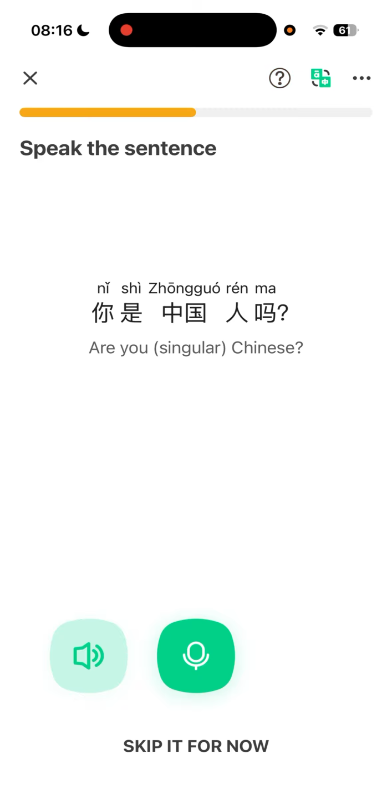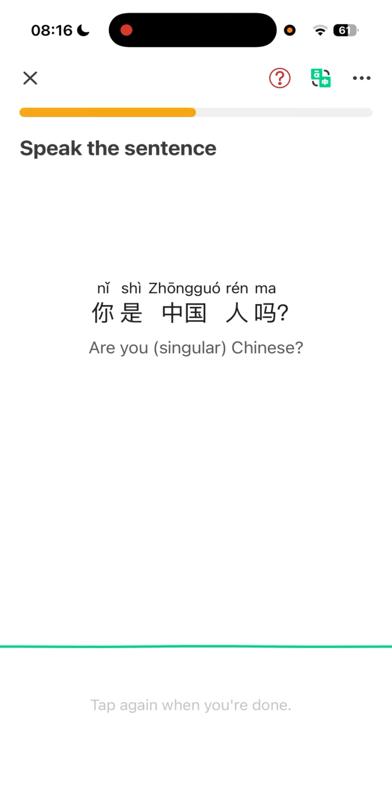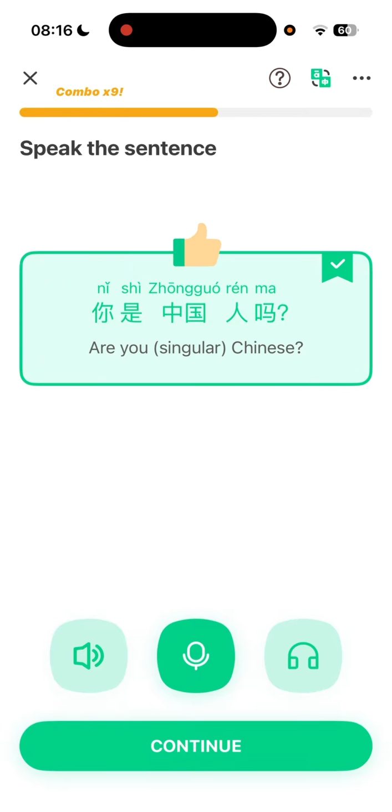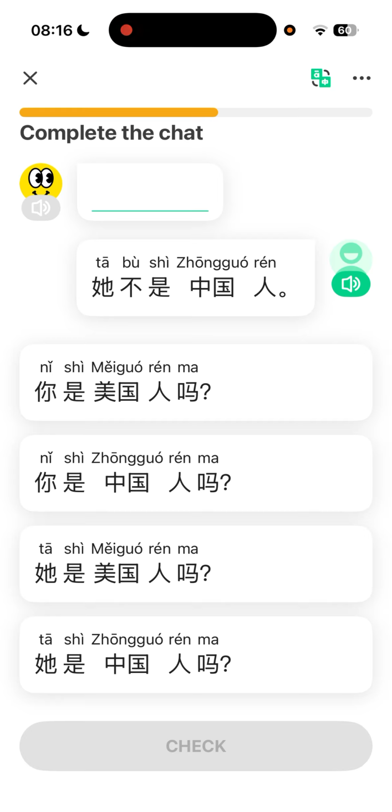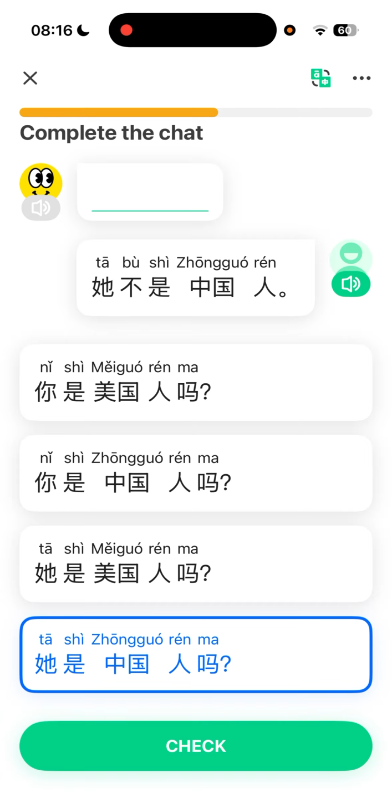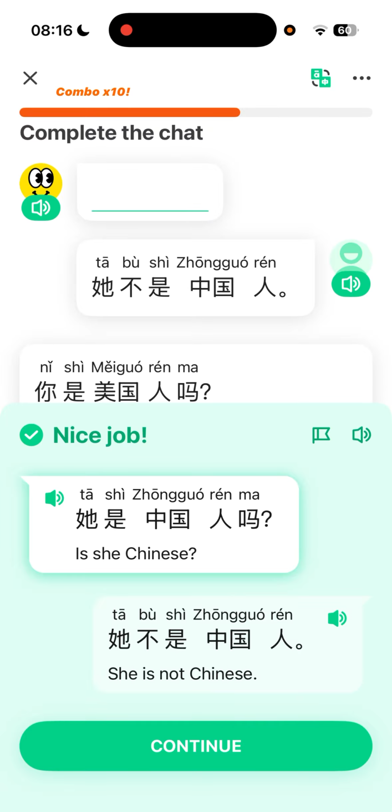你是中国人吗？ Are you Chinese? So in this lesson we have to speak, right? Yay! So here is a dialogue. There is something that the other person is asking and we are replying with 她不是中国人 which means she is not Chinese. So the question might be, is she Chinese? So 她是中国人吗? I think this one is the correct one. Yes, we were right.